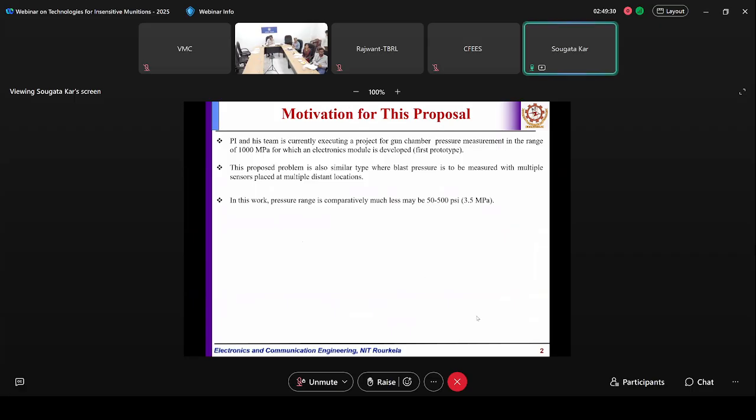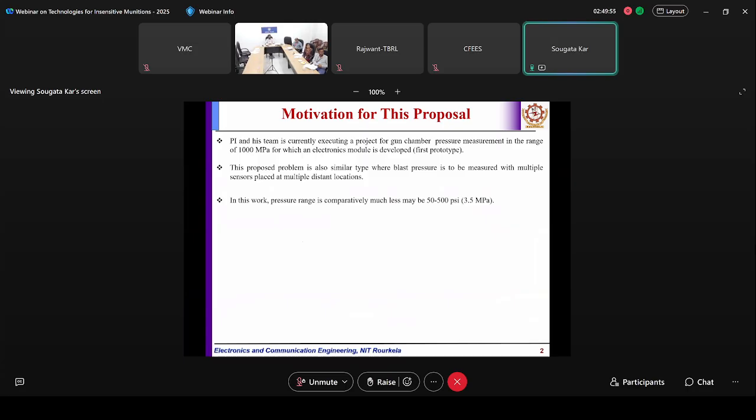The motivation for this proposal is basically that we, the current PI and his team, myself and Dr. Kundu, are currently undertaking one project under ARMREP. It is the gun chamber pressure measurement in the range of 1000 megapascal, for the electronics module we are going to develop first.